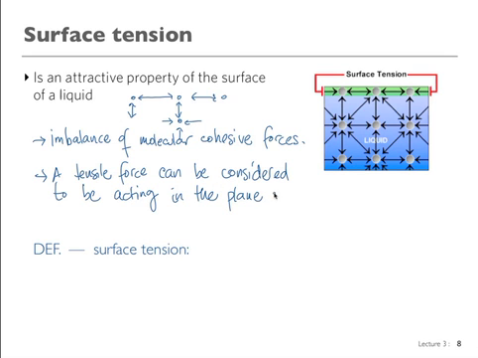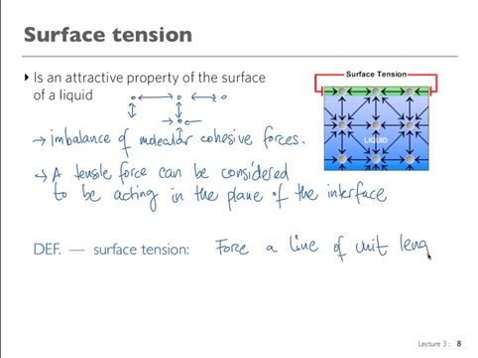In the plane of the surface, of the interface, the interface between the liquid and the gas phases. Our formal definition for surface tension is that it's a force along the line of unit length parallel to the surface. So it's force per unit length. Force along a line of unit length parallel to the surface.